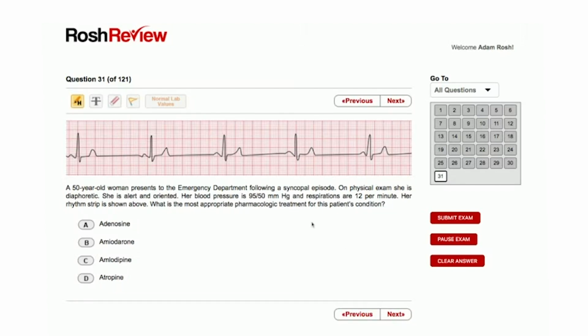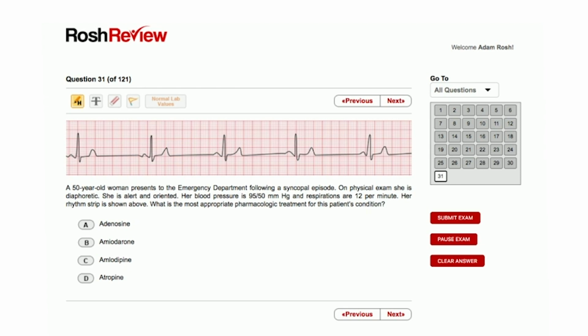The rhythm strip shows a rhythm that has a P, a QRS, and a T. The QRS is narrow complex, and it is slow. It is a generously slow rhythm, so we have a sinus bradycardia here.